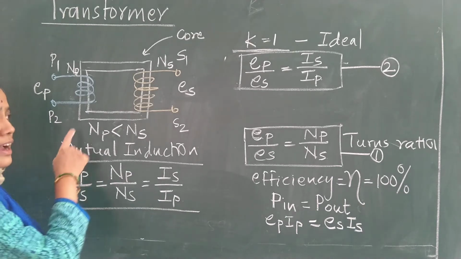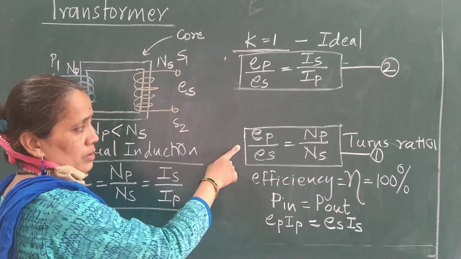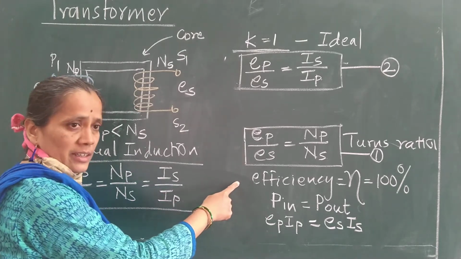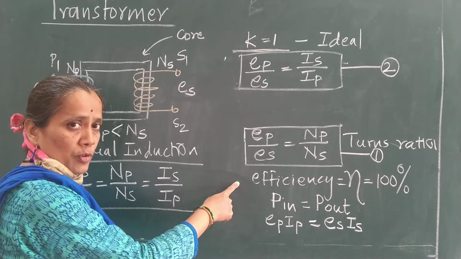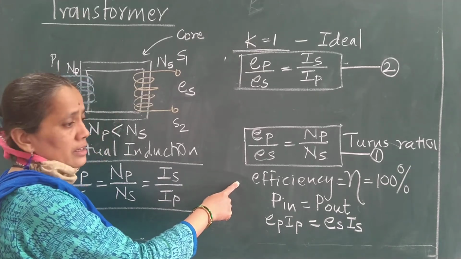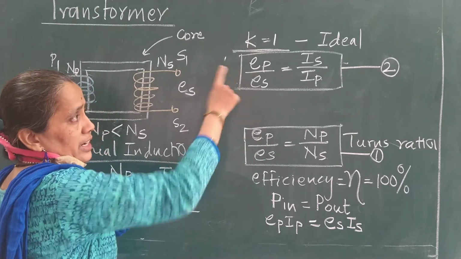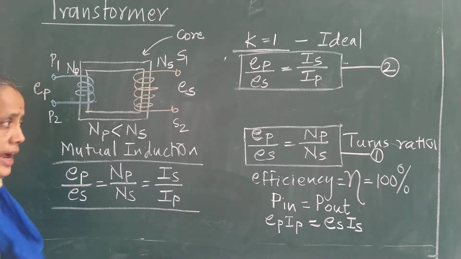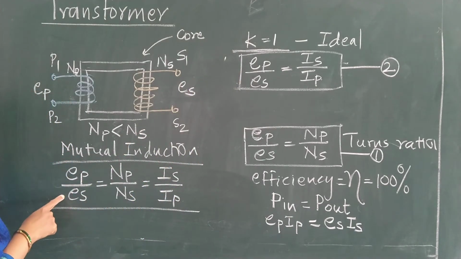And then I can get the formula as a turns ratio, as K, that is the coefficient of coupling of transformer, is 1. Transformer is 100% efficient. So I can get power in is equal to power out. From that I will get equation number 2. And if I equate equation 1 and 2, I will get this transformer equation.